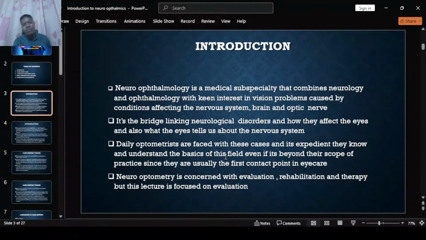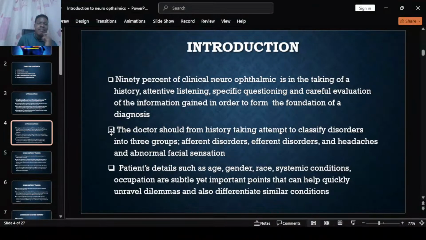So neuro-optometry is concerned with evaluation, rehabilitation, and therapy, but in this series we focus on evaluation, because you cannot rehabilitate what you have not effectively evaluated, and you cannot give good therapy if you've not been able to localize whatever you are dealing with. So 90% of clinical neuro-ophthalmic cases is in the listening, specific questioning, and careful evaluation of the information gained in order to form the foundation of a diagnosis.